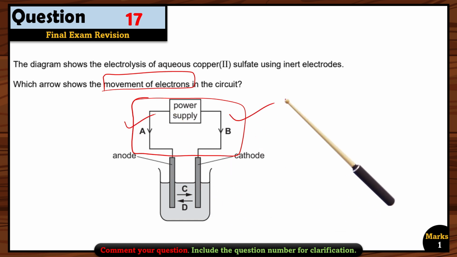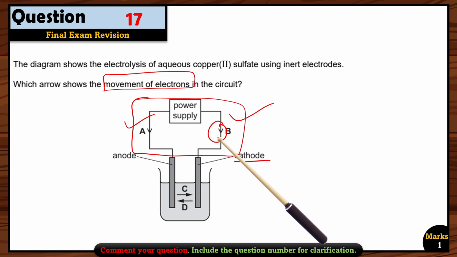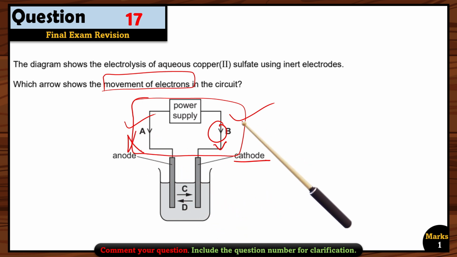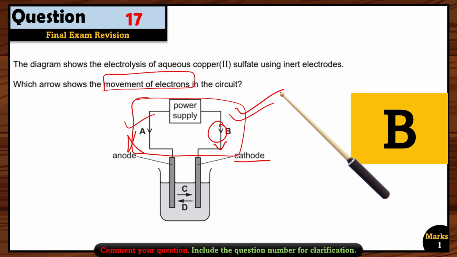Now let's see the movement of the electrons. The movement of electrons is always towards the cathode. So can you see it is towards the cathode here? Yes, downwards, right? But here it is towards the anode. So option A is the wrong option. Only option B is the right option. Okay, I hope this is clear to you.